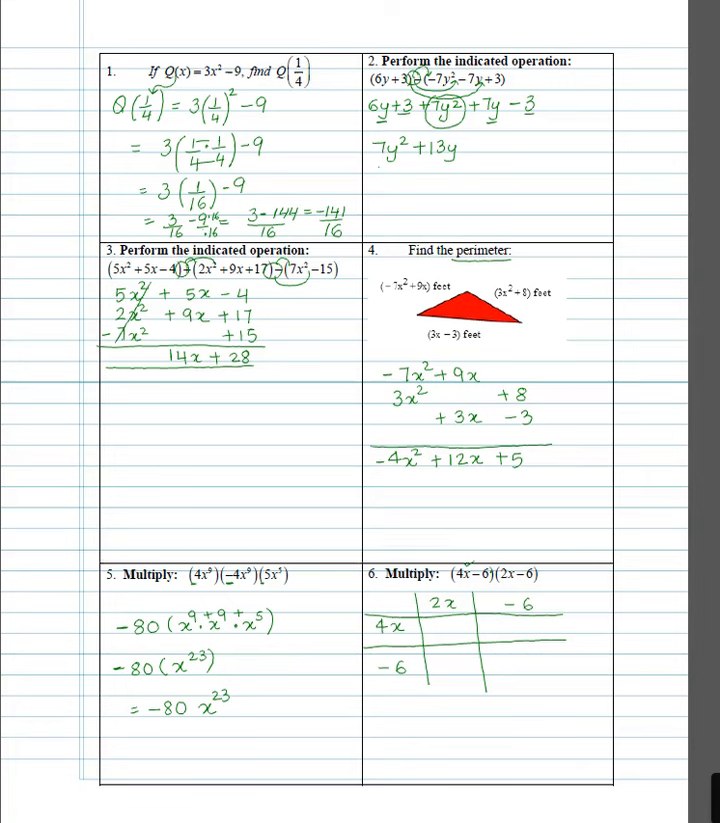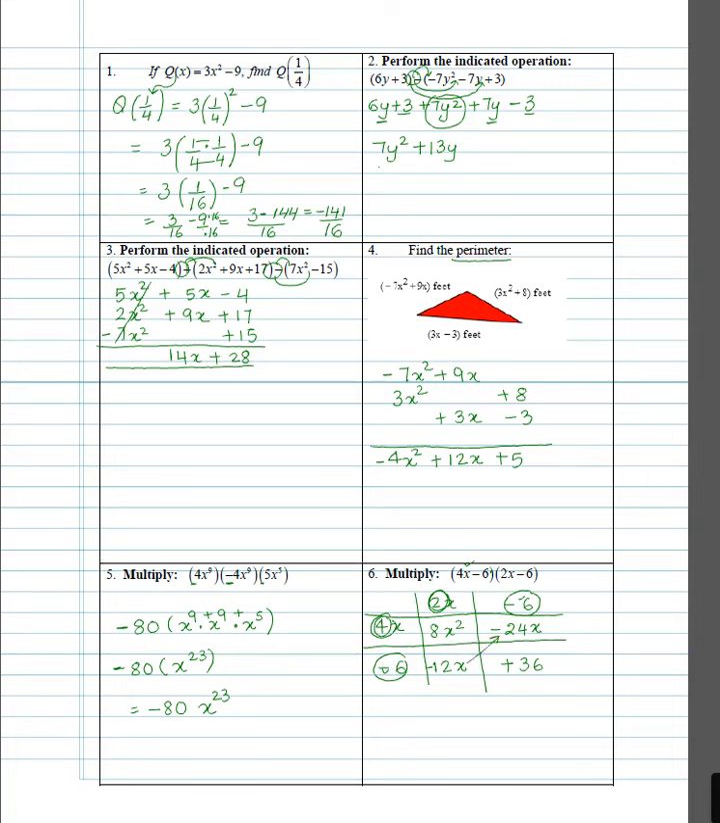So the first one is going to be 4x times 2x, which is going to be 8x squared. The next is going to be 4x times negative 6, which is going to be negative 24x. Next is going to be negative 6 times 2x, which is going to be negative 12x, I'm sorry. And negative 6 times negative 6, which is going to be positive 36. Now I'm going to go ahead and see if I have any like terms. I see that these two are my like terms.